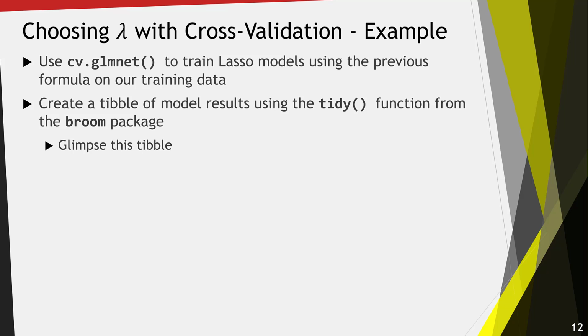So we can try cross-validating our model. Let's use the cv.glmnet function to train Lasso models using the previous formula on our training data. Then we're going to create a tibble of our model results using the tidy function from the broom package. After that, we'll glimpse this tibble to see what it looks like.